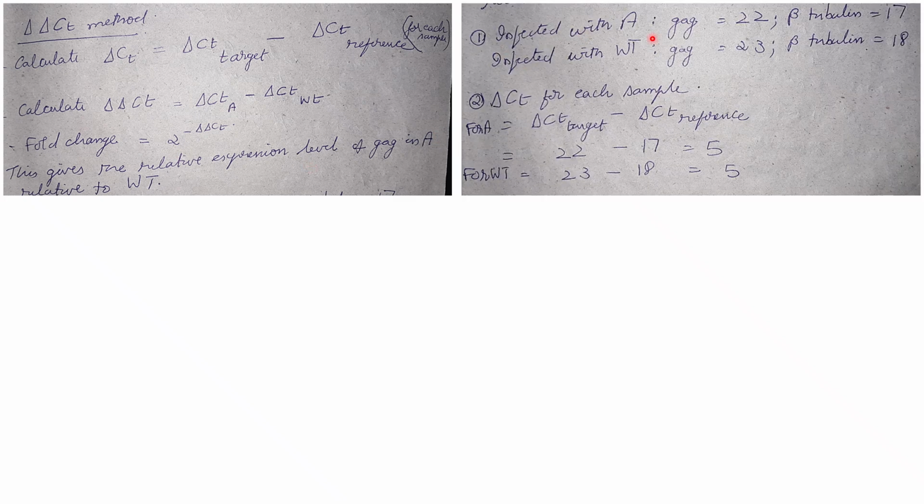So first, infected with A, gag was having CT value 22, beta tubulin it was 17. Then infected with the wild type, gag was 23, beta tubulin is 18. So delta CT for each sample. For A it is target minus reference, so 22 minus 17, so it is 5, and for WT it is 23 minus 18, so it is 5. Okay.